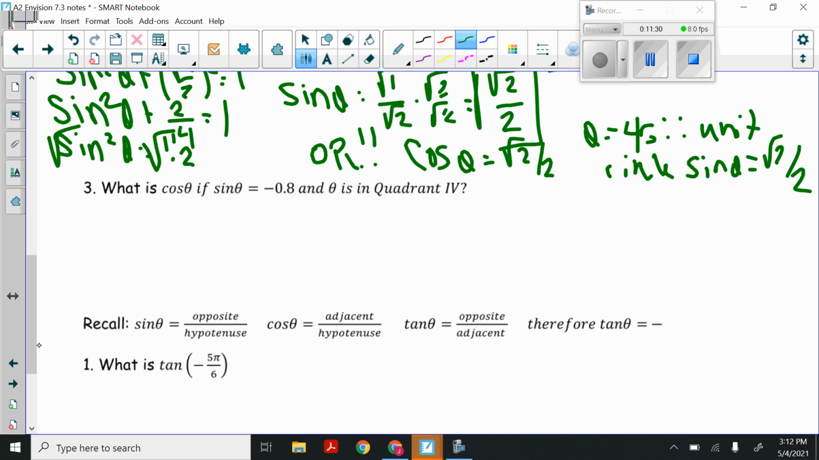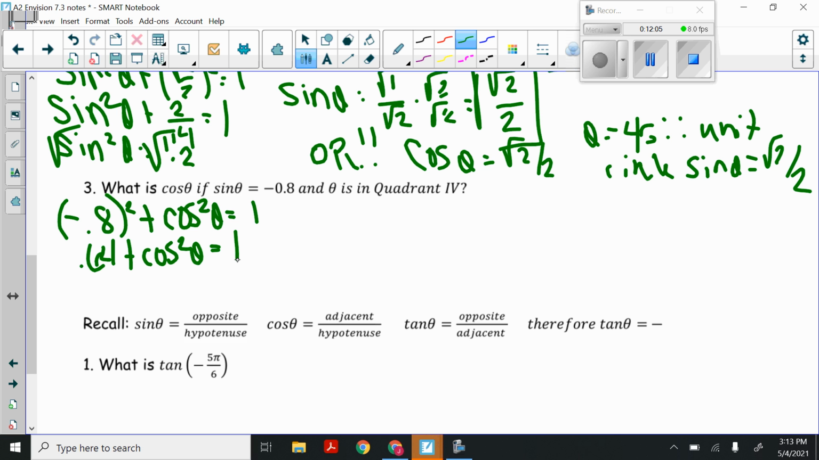If you can't, like number 3, what is cosine theta if sine theta equals negative 0.8? My unit circle doesn't have any decimals on it, so I know I'm not using my unit circle. I have to use the Pythagorean identity here. So sine theta is negative 0.8, so negative 0.8 squared plus cosine squared theta equals 1. Negative 0.8 squared gives me 0.64, plus the cosine squared of theta equals 1. Subtract 0.64, so I get cosine squared theta equals 0.36.